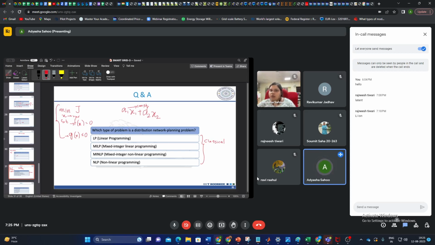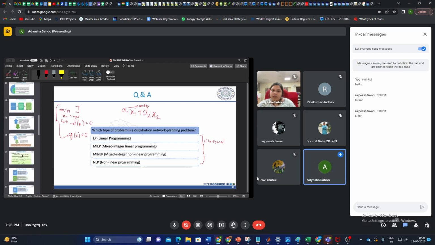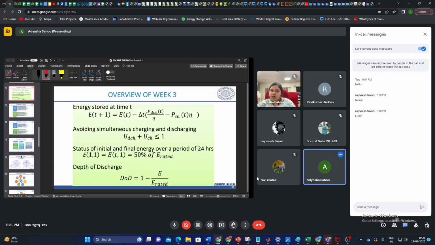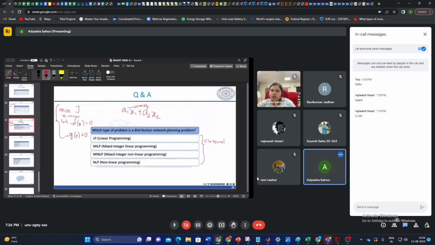As we discussed in one of the slides, if you remember, we had a binary variable, meaning it can be either 1 or 0. So in case of mixed integer linear programming, we are saying that the problem has binary variables and they are linearly related. Mixed integer linear programming.